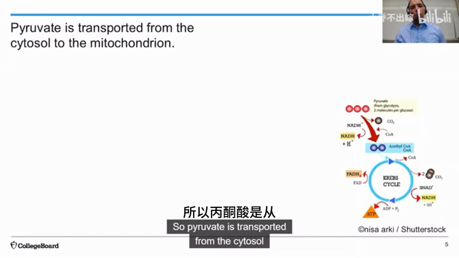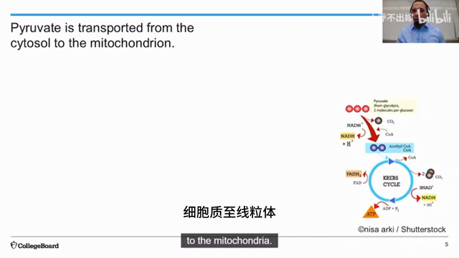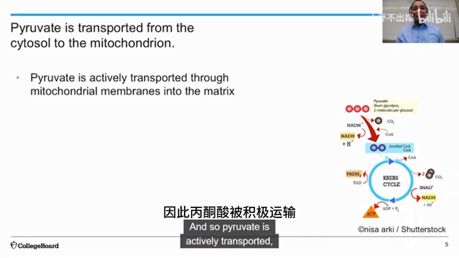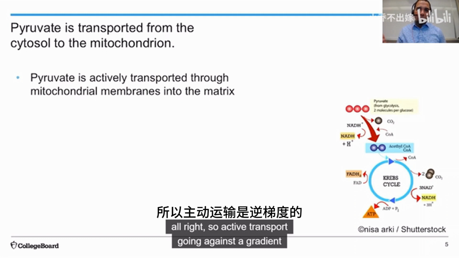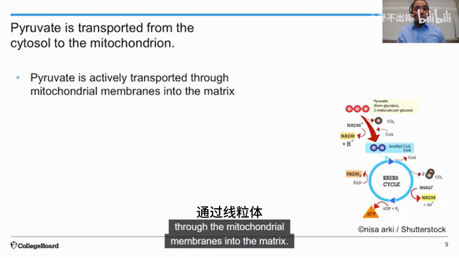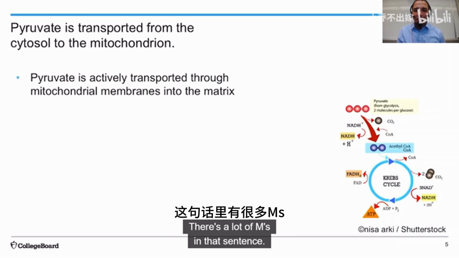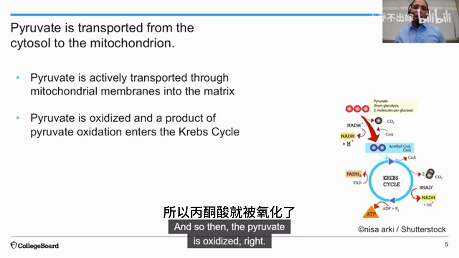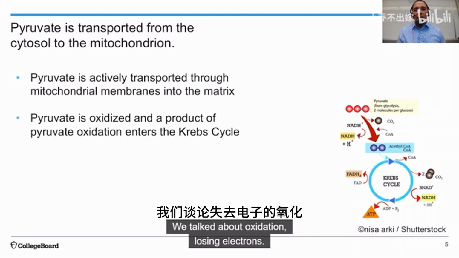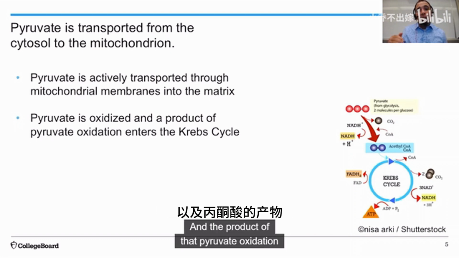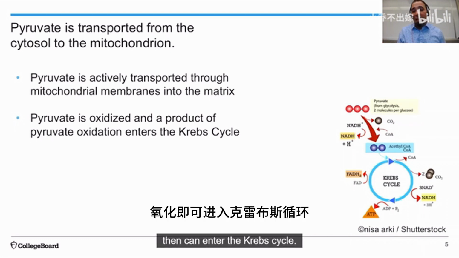So pyruvate is transported from the cytosol to the mitochondrion. And so pyruvate is actively transported, all right? So active transport, going against the gradient through the mitochondrial membranes into the matrix. There's a lot of M's in that sentence. And so then the pyruvate is oxidized, right? We talk about oxidation, losing electrons, and the product of that pyruvate oxidation then can enter the Krebs cycle.